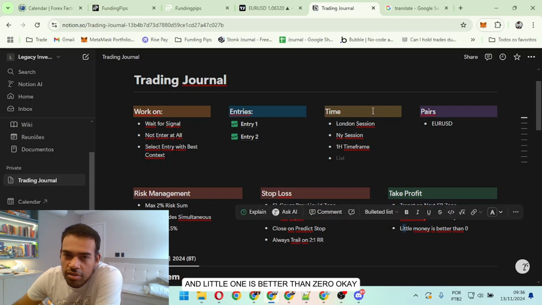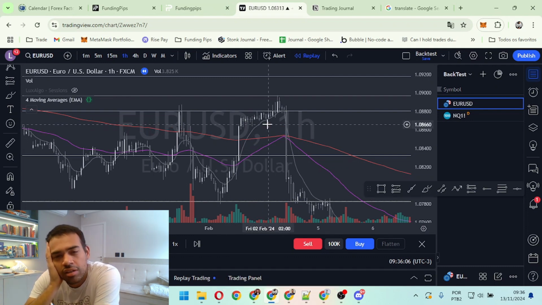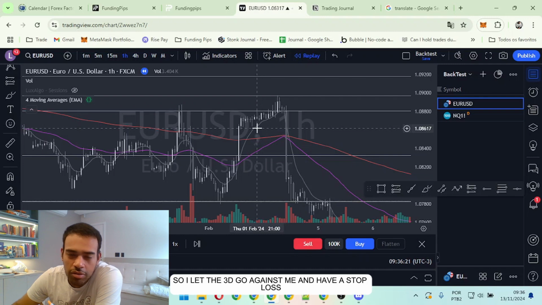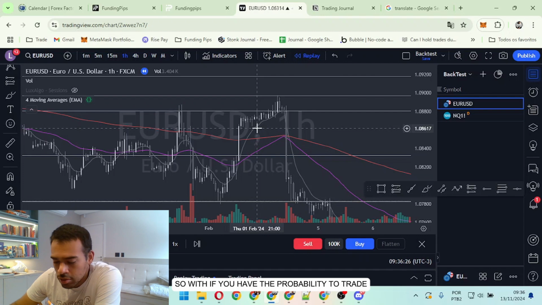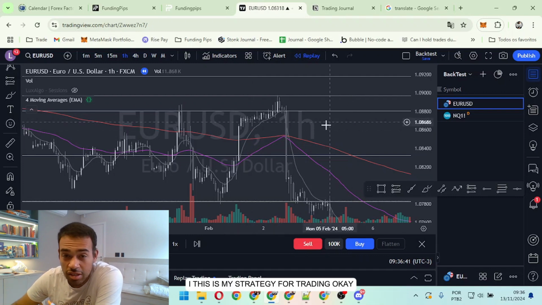And a little money is better than zero. Okay, I have in the past, as I see in my trade journal, had $100 profit, and I just thought, oh no, it's not the amount I want. So I let the trade go against me and it hit the stop loss. So if you see the probability of the trade going against you, you need to close the trade. So a smallest win is better than no win. Okay, this is my strategy for trading.